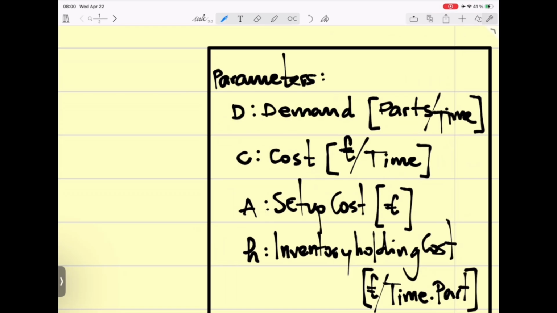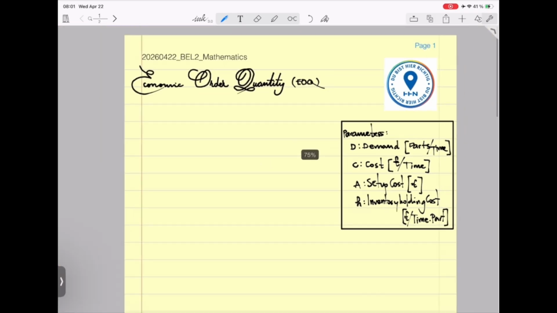the setup cost A, okay, which is measured in euros, is the money it takes to change the machine from one product to another product, okay? For instance, if you're producing strawberry yogurt and you want to produce lemon yogurt, you want to stop the machine and clean it so that you don't have a taste mixture. And then the inventory holding cost H, measured in money divided by time times parts, which is the money it costs to hold inventory, okay?